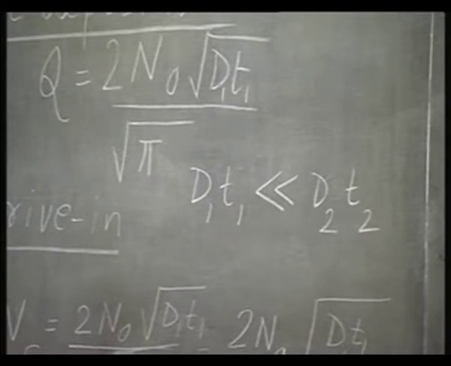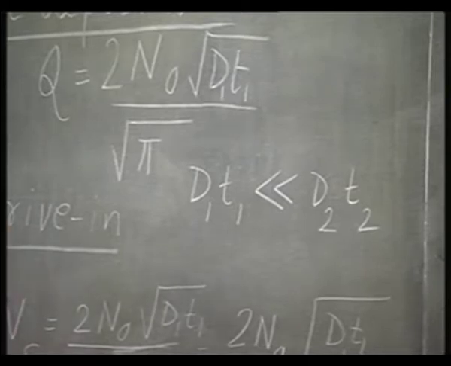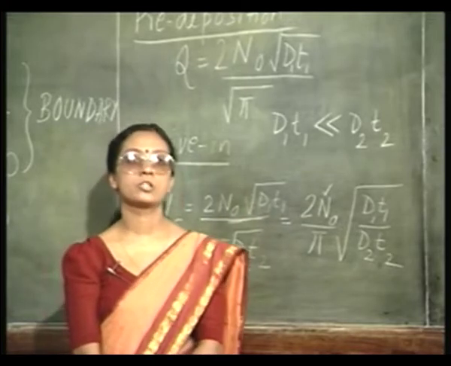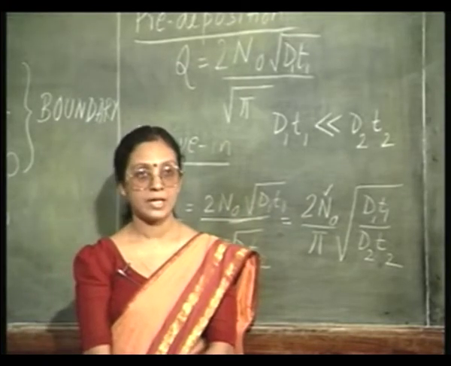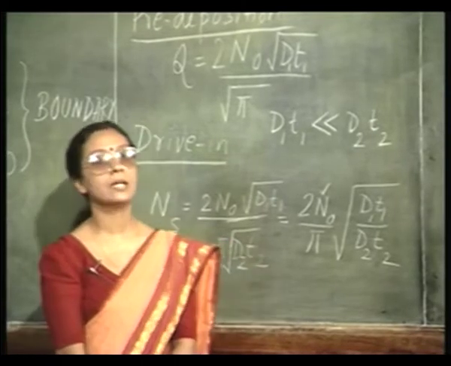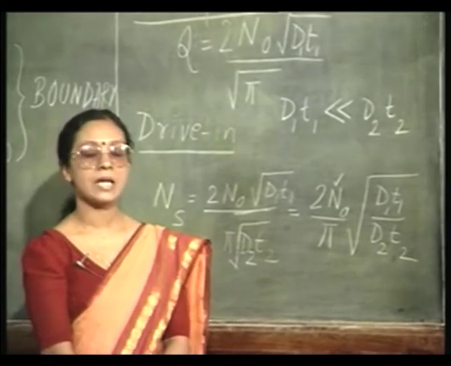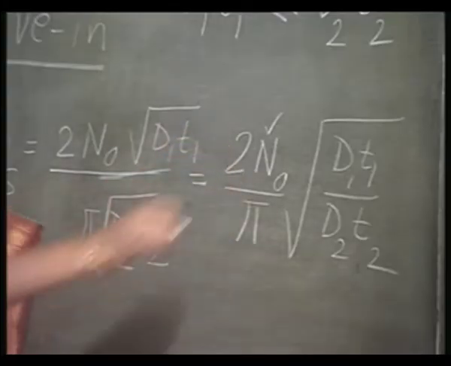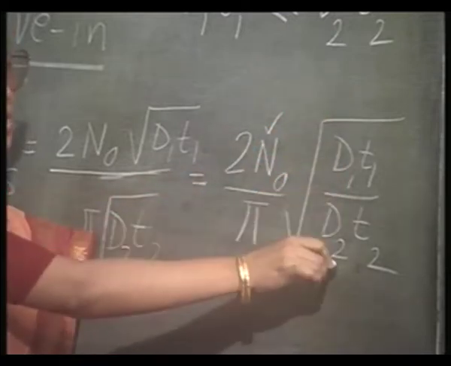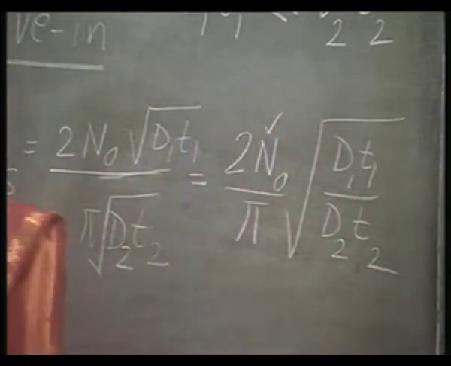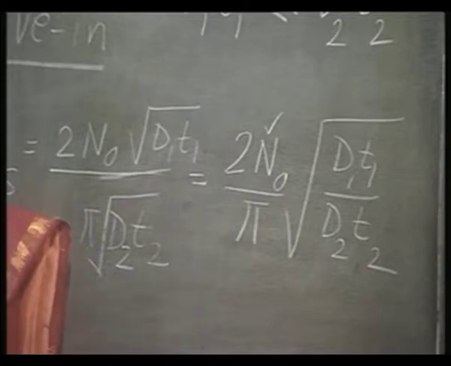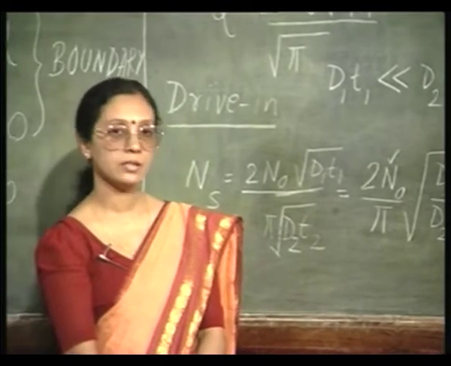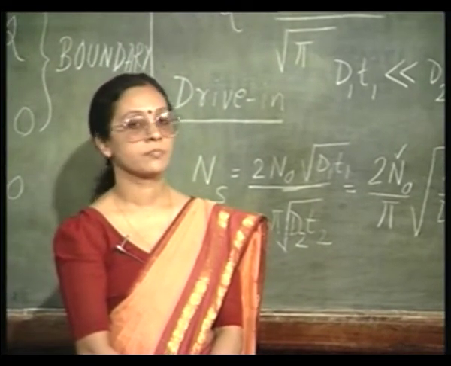If that is so, then you can see that the surface concentration is going to be very much less than the solid solubility limit N0. N0 was the surface concentration at the end of the pre-deposition case, and after the drive-in the surface concentration is going to fall considerably by the factor square root of D1 t1 by D2 t2, and this 2 by pi is also less than 1. So, after drive-in the surface concentration is going to be much less than the solid solubility limit.